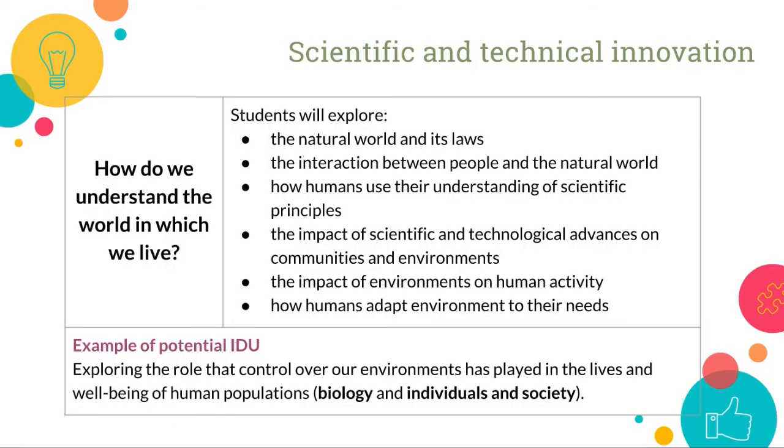Scientific and technical innovation answers the question, how do we understand the world in which we live? Students will explore the natural world and its laws, the interaction between people and the natural world, how humans use their understanding of scientific principles, the impact of scientific and technological advances on communities and environments, the impact of environments on human activity, and how humans adapt environments to their needs. An example of an interdisciplinary unit could consist of exploring the role that control over our environments has played in the lives and well-being of human populations. This unit will be approached from biology and individuals and society.